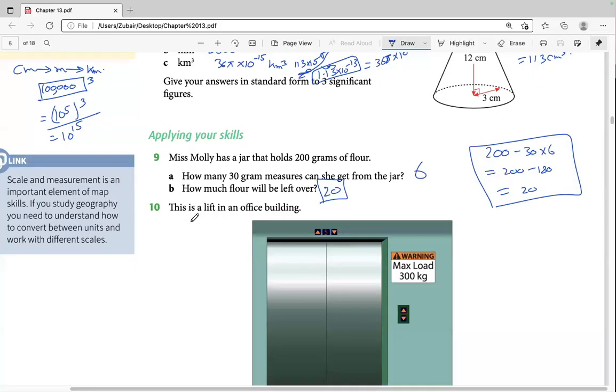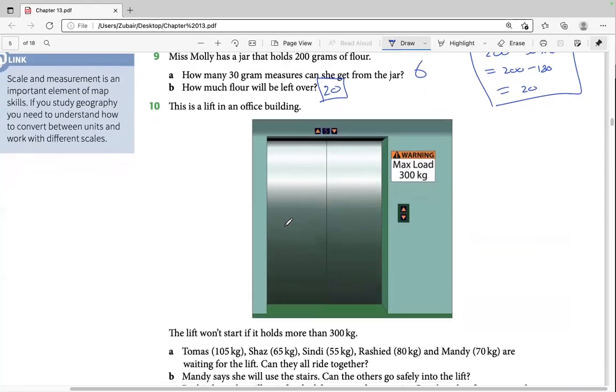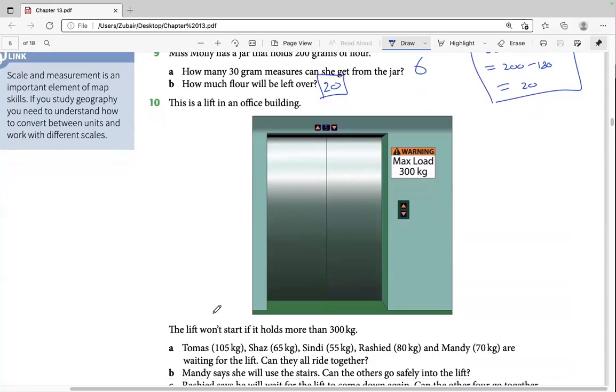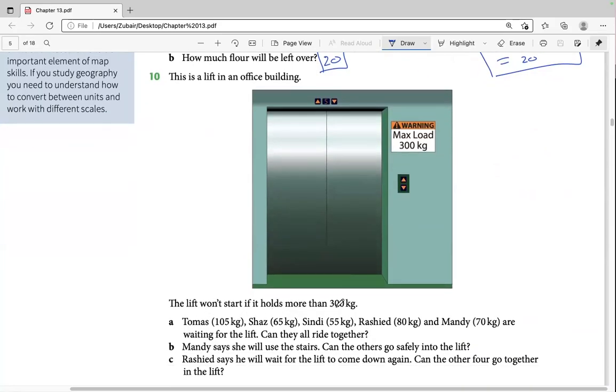This is a lift in an office building. Maximum load is 300 kgs. The lift won't start if it holds more than 300 kgs. Thomas is 105, 65, 55, 80, 70 are waiting for the lift. Can they all ride together? We just have to add them all together. 105 plus 65 plus 55 plus 80 plus 70 is 375. So no, 375 kgs is a no.